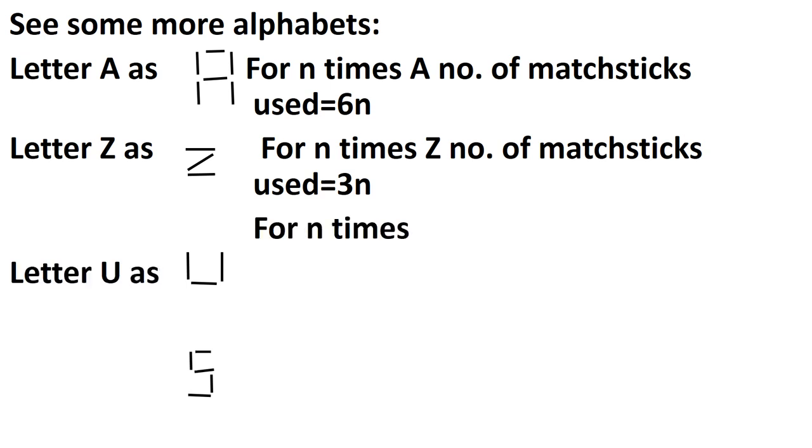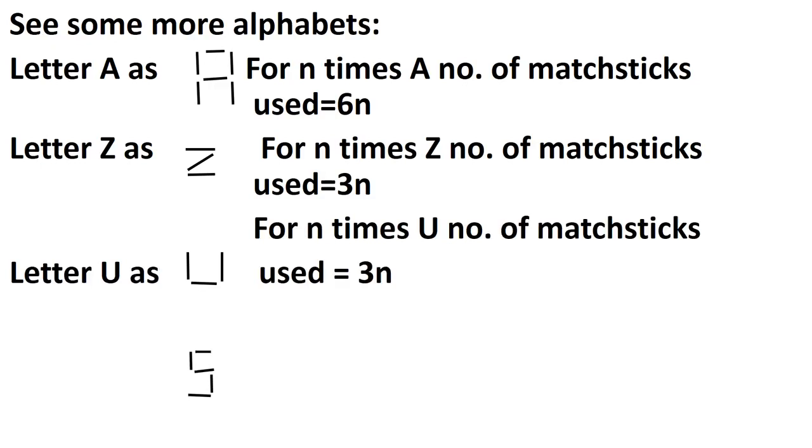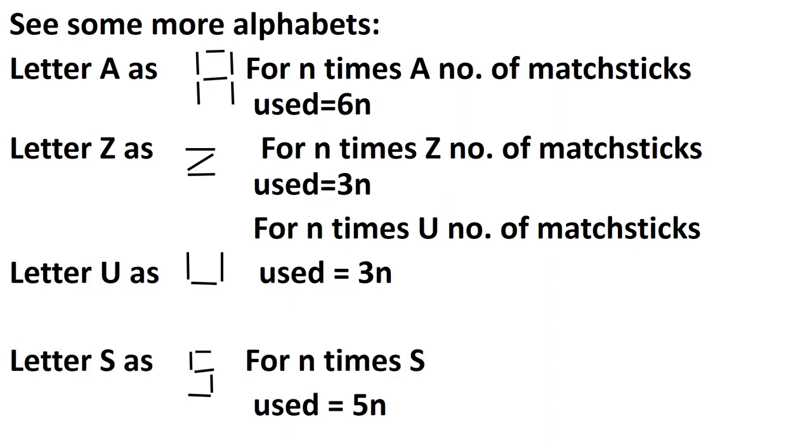Now see the letter U. For n times U, the number of matchsticks used is 3n, because 3 matchsticks are used in 1, and for n number of U we have to use 3 multiplied by n. Letter S. For n times S, the number of matchsticks used is 5n, because in 1 S we are using 5 matchsticks.